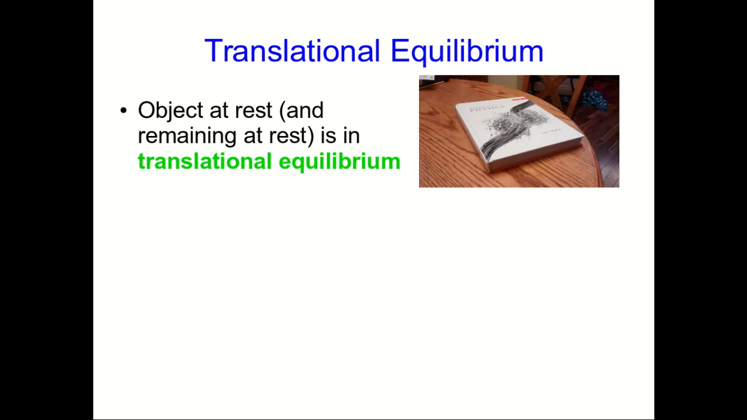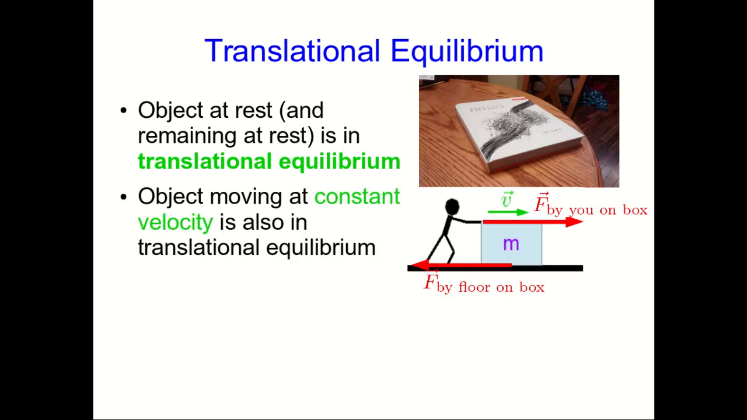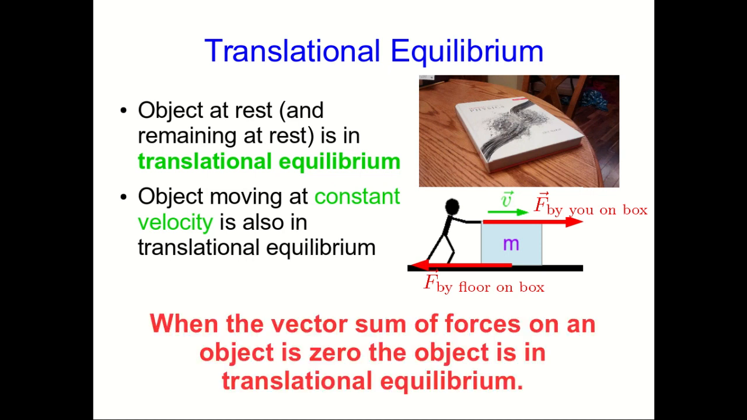A useful piece of terminology is translational equilibrium. An object at rest is in translational equilibrium, but another possibility is an object that's moving at constant velocity. Equilibrium means no change, or things being in balance. And so an object in translational equilibrium is an object in unchanging translational motion, or in other words, constant velocity, and zero counts as constant. So we've seen that when the vector sum of forces on an object is zero, the object moves with constant velocity, or in other words, it's in translational equilibrium.